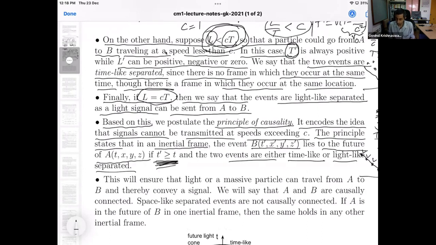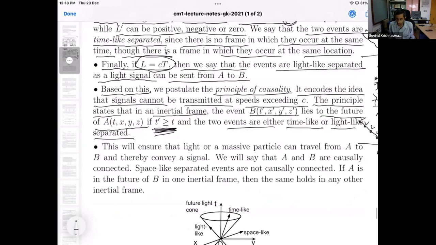So as I said, this will ensure that light or a massive particle, later on we will see that massive particles travel at speeds less than the speed of light, can travel from A to B and thereby convey a signal. So in that sense, they are causally connected, and we will say that A and B are causally connected. Space-like separated events are not causally connected.